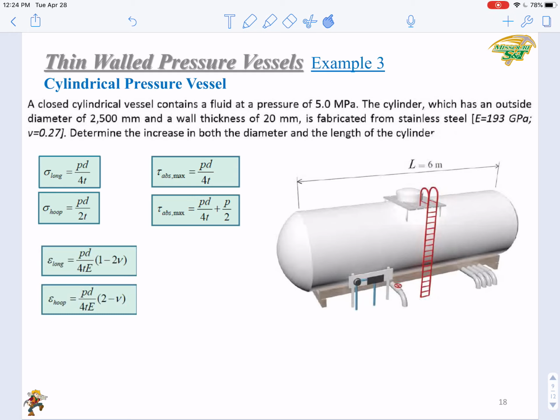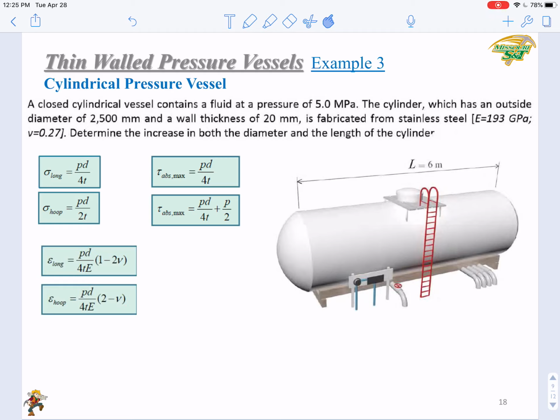Let's look at an example. A cylindrical pressure vessel contains fluid at a pressure of 5 MPa, and the cylinder, which has an outside diameter of 2,500 millimeter and a wall thickness of 20 millimeter, is fabricated from steel, and the E and Poisson ratio are both given. Then determine the increase in both the diameter and the length of the cylinder.